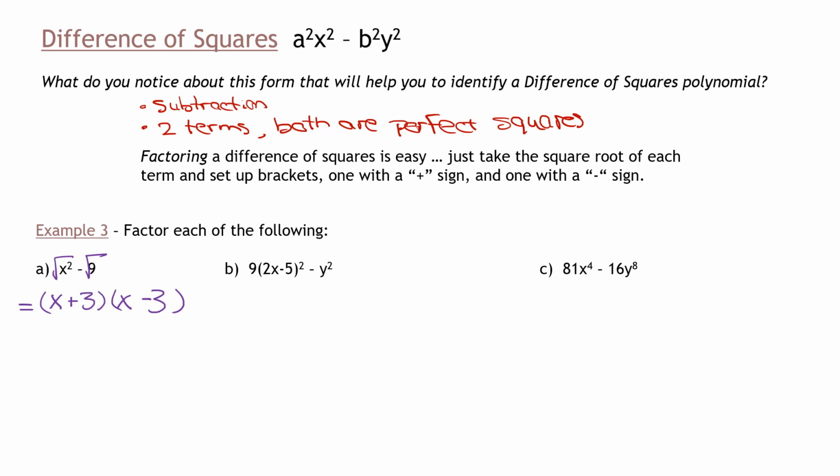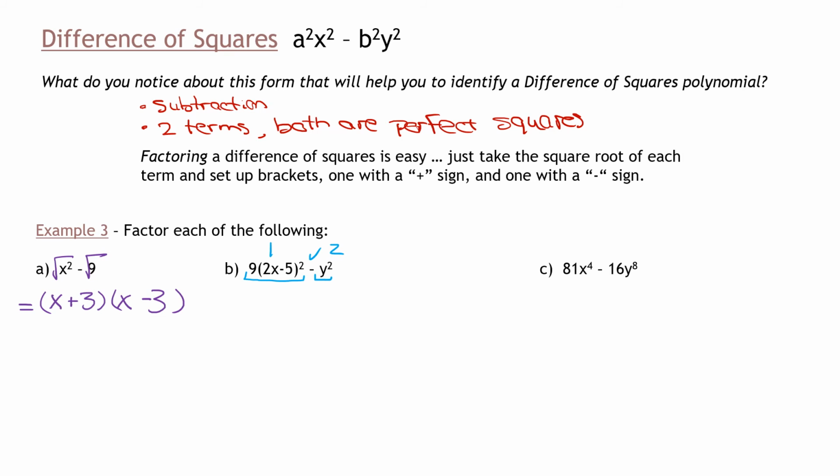Next one's hard. So we started with an easy one, and the next one's harder. Is it a difference of squares? Although this looks like several terms, it's all connected with multiplication and the power of 2. It's all connected together, so that's one term. There's another term. So is there subtraction between them? Yes. Are there two terms? 1, 2, yes. And are they both perfect squares?